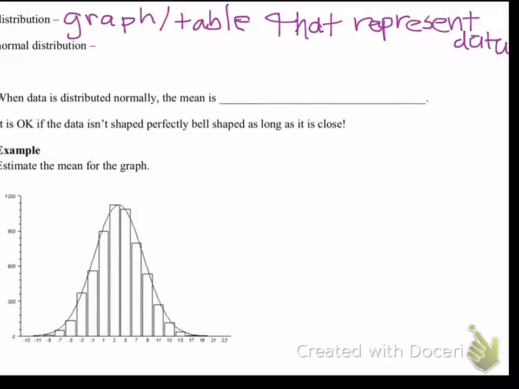A normal distribution is something we talked about already, and this is when your data looks like a bell curve. So your data follows the shape of a bell curve. And when your data is distributed normally, the mean is located in the center.